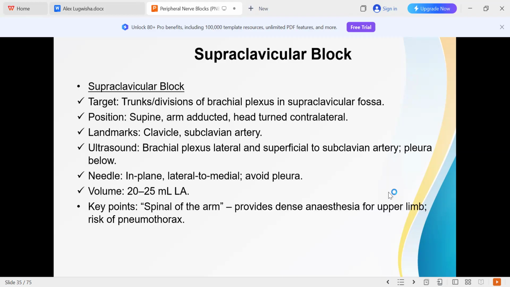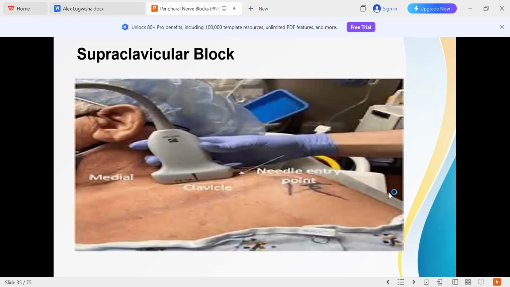You remember the questions we saw earlier on. The supraclavicular block is usually referred to as the spinal of the arm because it provides dense anesthesia for the upper limb. But note, because of the position of the pleura just below the subclavian artery, the risk of pneumothorax becomes an issue.